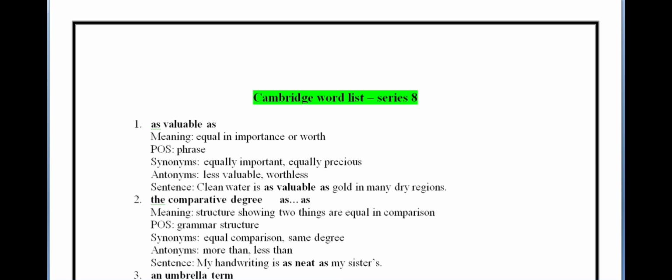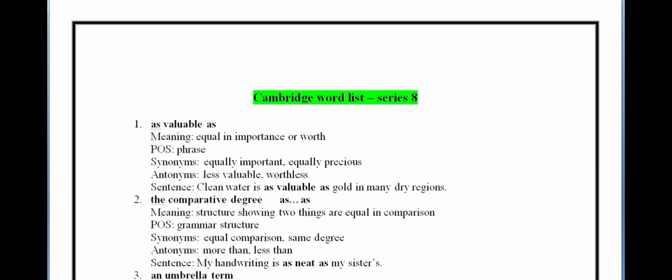The synonyms are equally important or equally precious. Antonyms are less valuable or worthless. That means no value. Sentence, clean water is as valuable as gold in many dry regions.